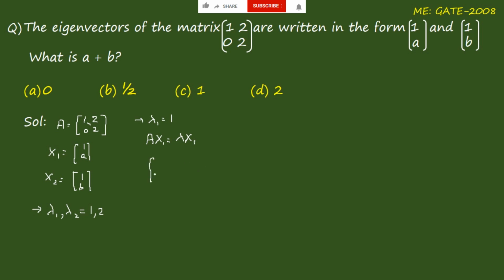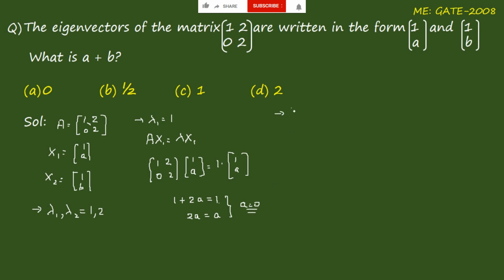So just substitute. It becomes [1, 2; 0, 2], and x1 is given as (1, a), equal to 1 times (1, a), right? So just substituting, it becomes 1 plus 2a is equal to 1, and the second equation is 2a is equal to a. Now in this particular case, you can see that 1 equals 1 when a is equal to 0. Right? 2a is equal to a when a is equal to 0. So we got the value of a.